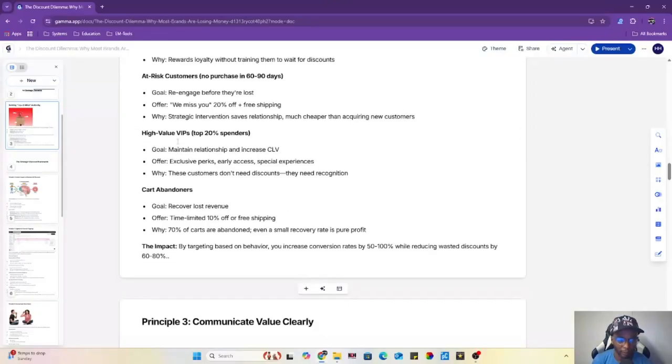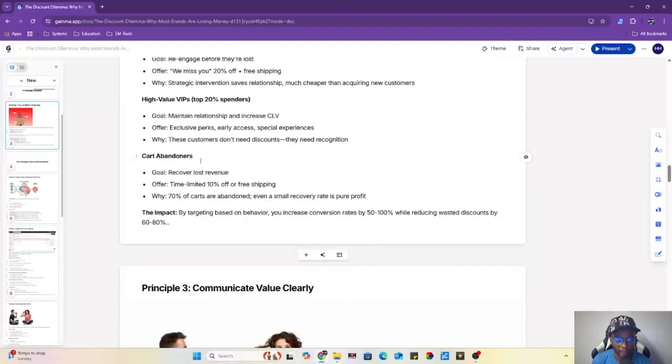High-value VIPs, top 20% spenders. Goal, maintain the relationship and increase customer lifetime value, CLV. Offer exclusive perks, early access, and special experiences. Why? These customers don't need discounts, they need recognition. Cart abandoners. Goal, recover lost revenue. Offer time-limited 10% off or free shipping. Why? 70% of carts are abandoned, so even a small recovery rate is pure profit.